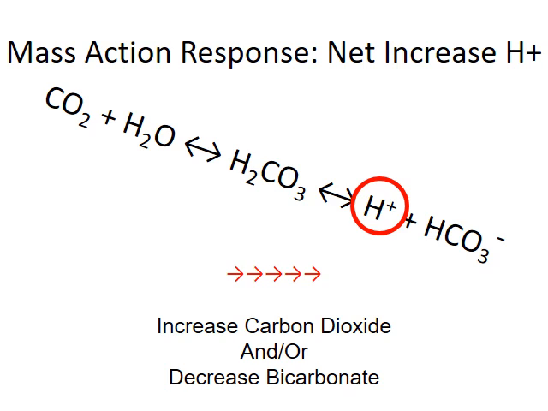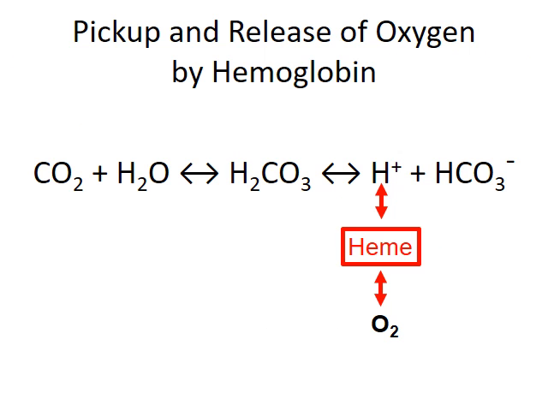Remember, the higher our hydrogen ion concentration, the lower our pH value. Negative log, so they're opposite. As the hydrogen ion concentration goes up, pH goes down. As hydrogen ion concentration goes down, pH goes up. So those are the mass action things.